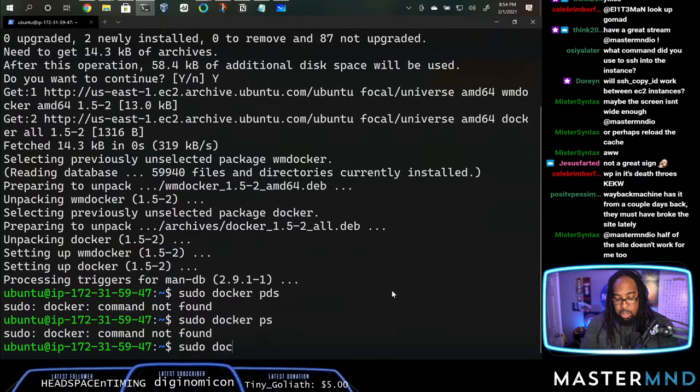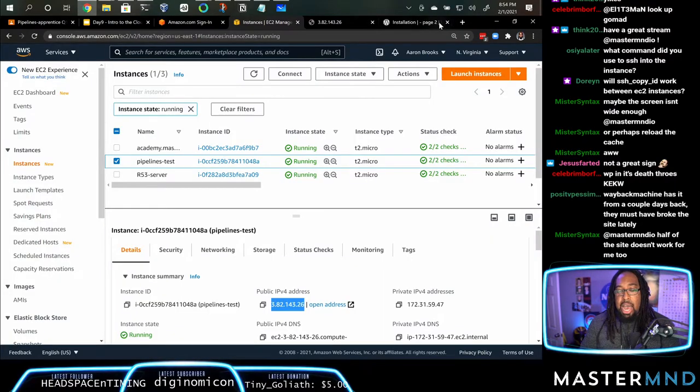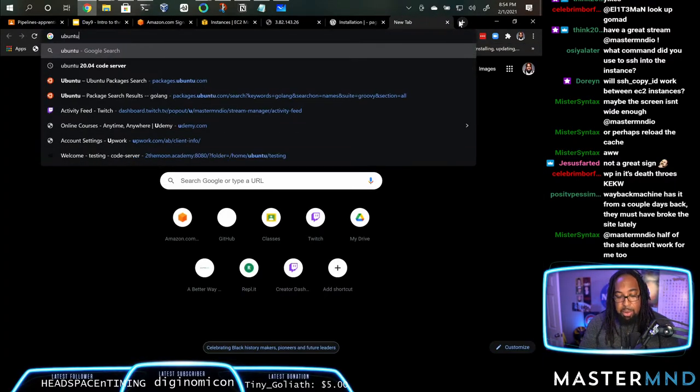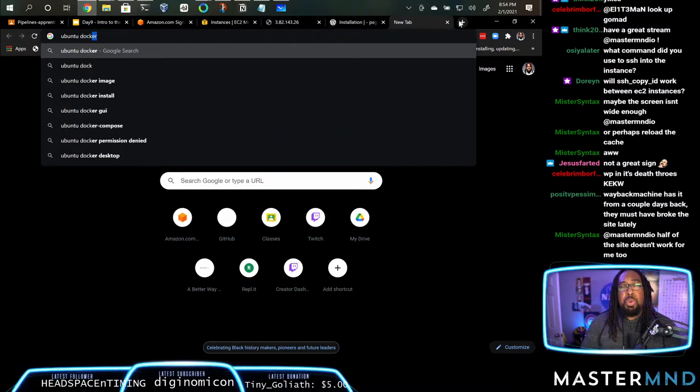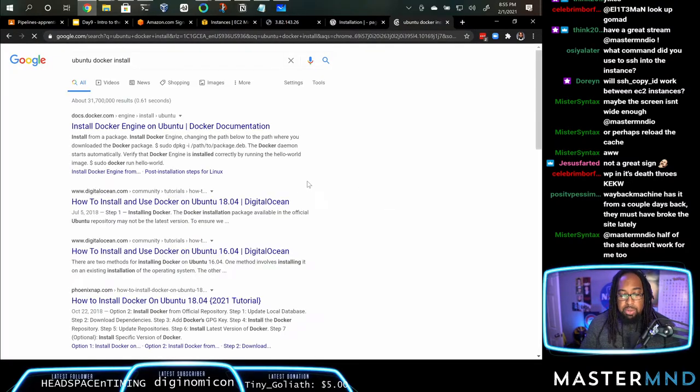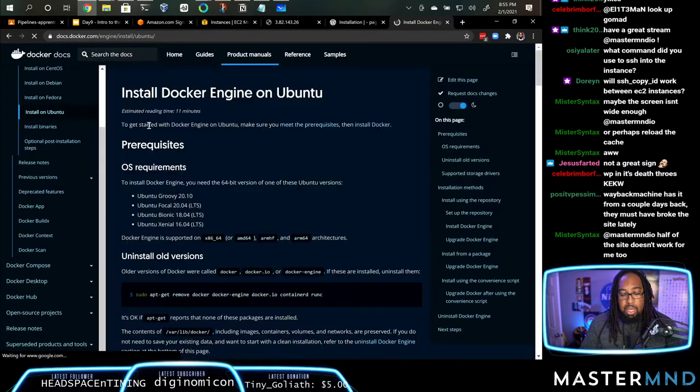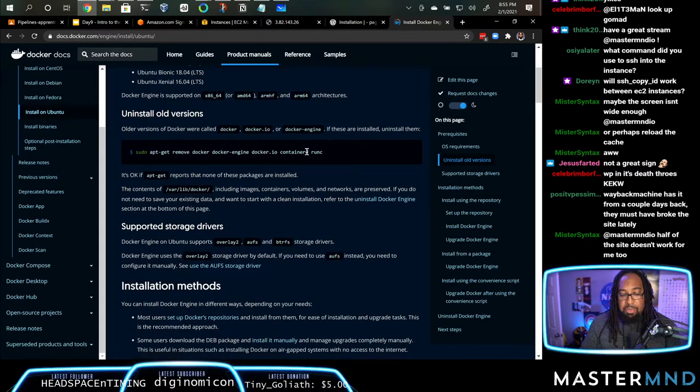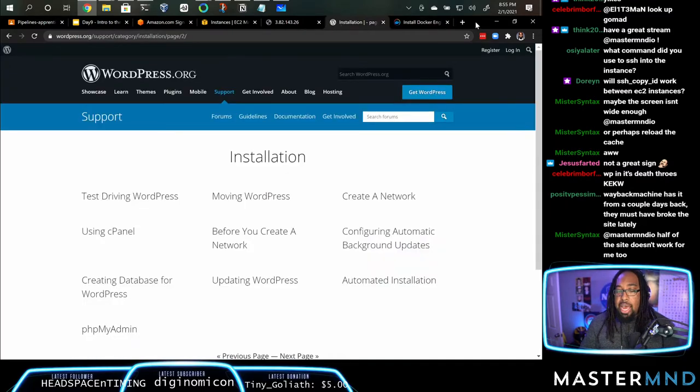Hold on, sudo docker. I hate installing Docker with the package manager real quick. Hold on, Ubuntu. I know there's an issue with Docker versus Docker Engine versus Docker.io, but hold on, here we go. Ubuntu Docker install. I don't feel like doing it manually. I just want them to give me, okay, this is fine. I'll just do it like this really quick, because this will give us the fast, actually no, Ubuntu.